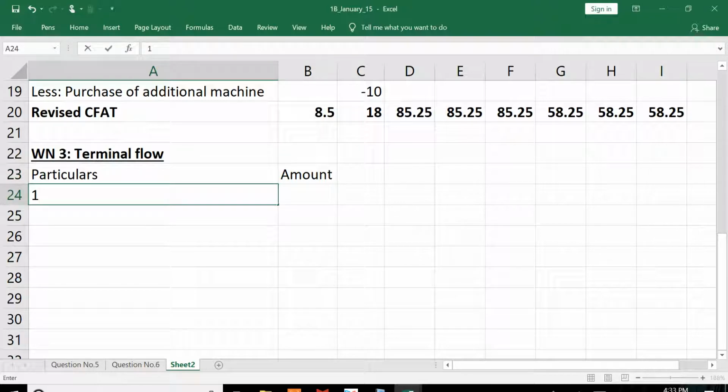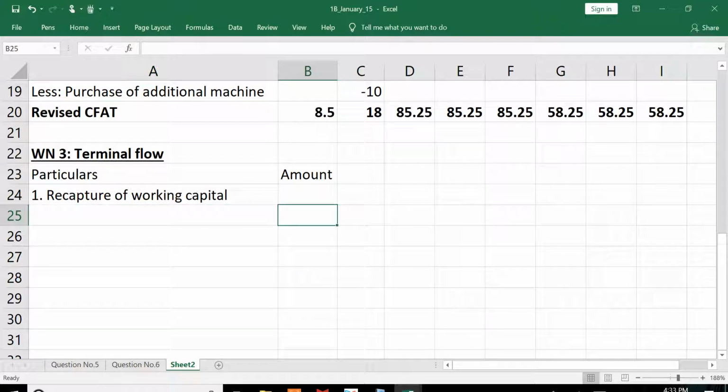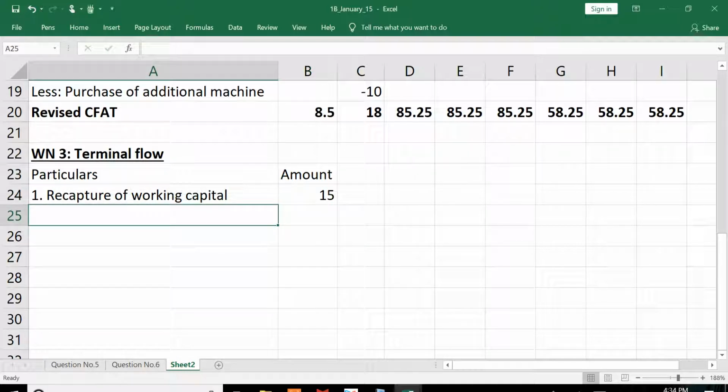Point number 1, recapture of working capital. Whatever gets blocked on day 0, what is working capital? Cash, debtors, inventory, all that. If you are winding up the business, you will collect it back. So how much is the recapture? 15 lakhs. Point number 2, net salvage value in bracket note 1.